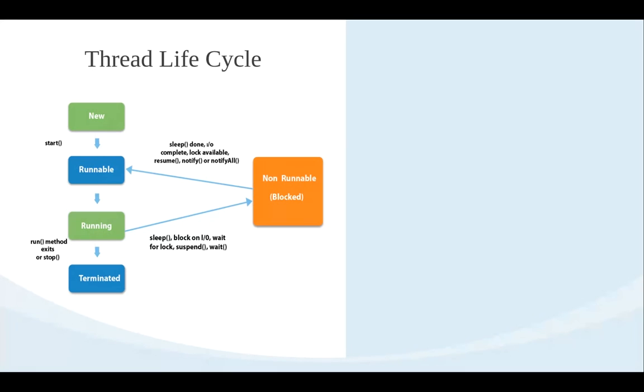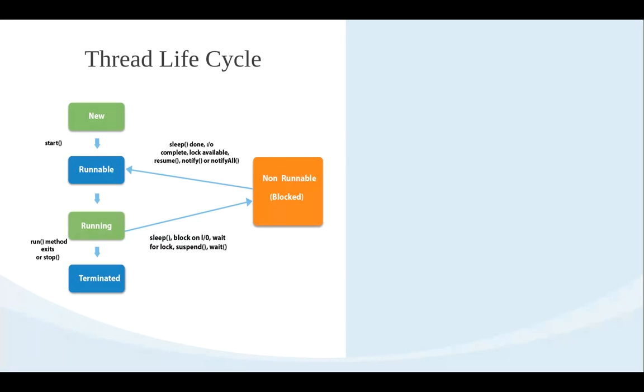So once it starts running, a thread can be brought to the blocked or non-runnable state by calling the sleep method, block on input output, wait for lock, suspend, and wait methods. So these are the methods by which we can bring a running thread to the non-runnable or blocked state. From the blocked state, it goes back to the runnable state when the sleep is done. That is, the sleep is always for a few seconds or milliseconds. So when that time is over, it goes to the runnable state.